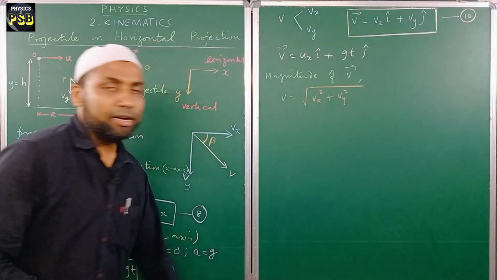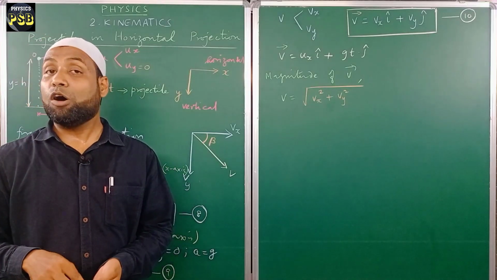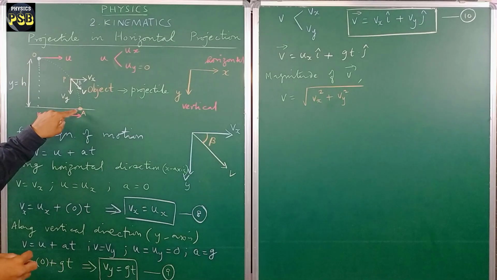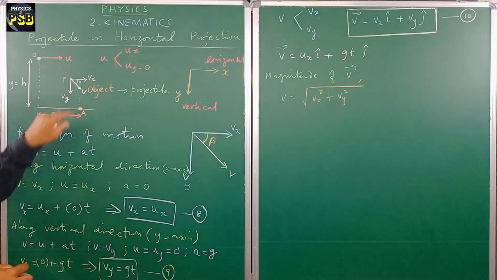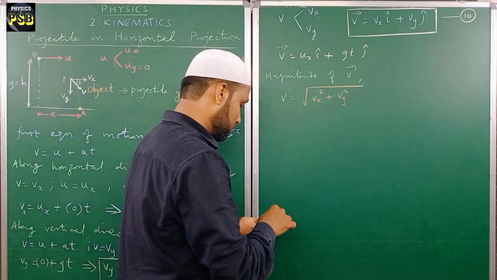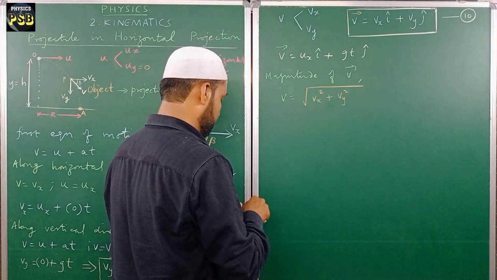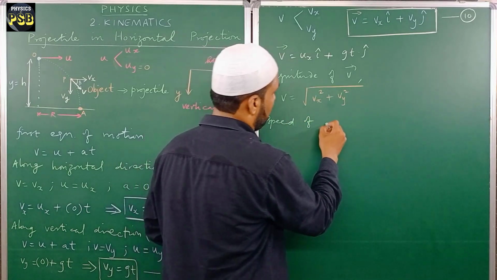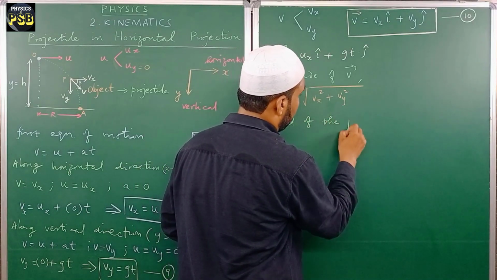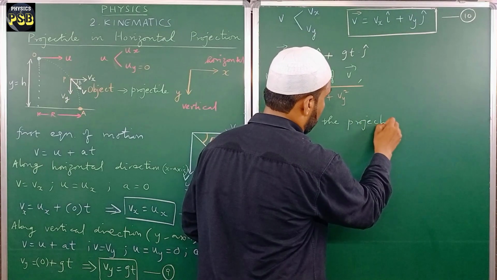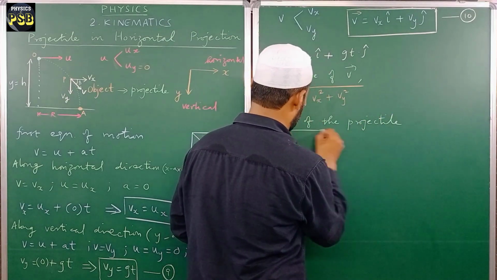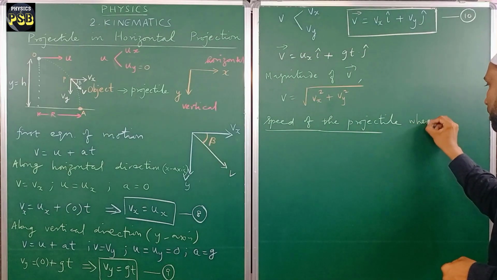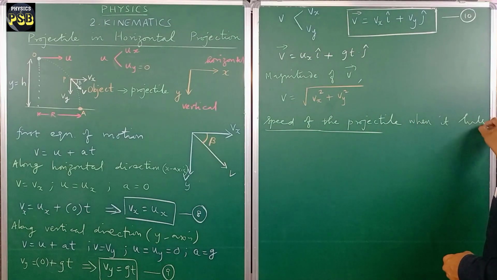Now I'll get the expression for the speed of the projectile where it hits the point A on the ground. Okay. Speed of the projectile when it hits the ground.